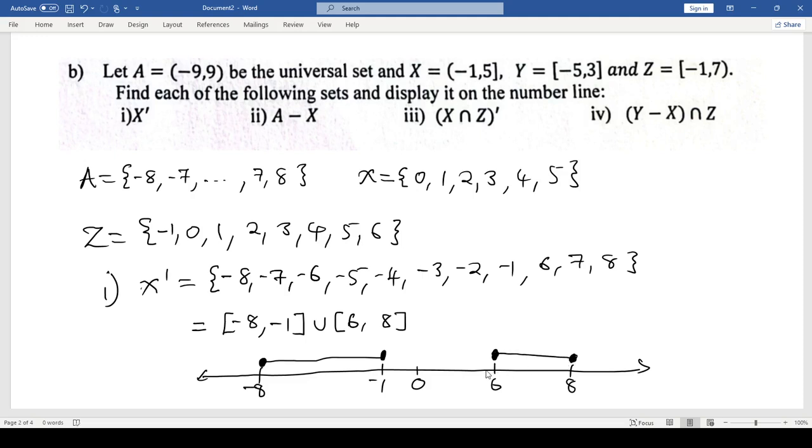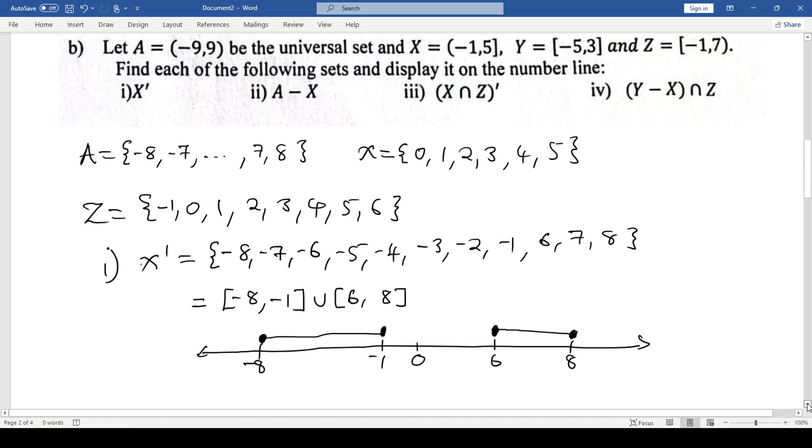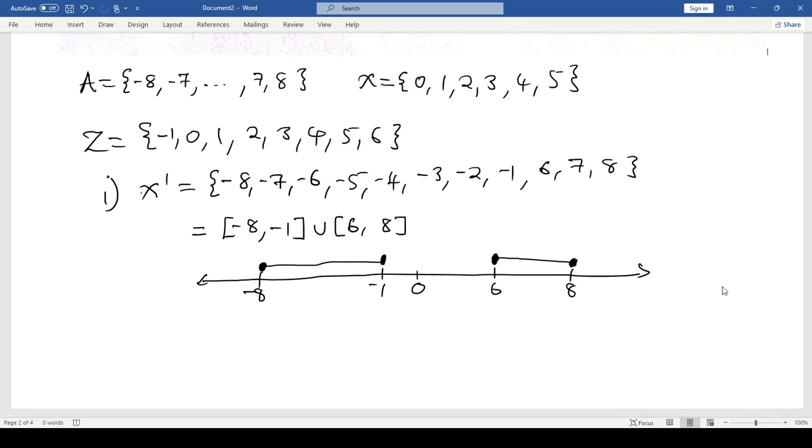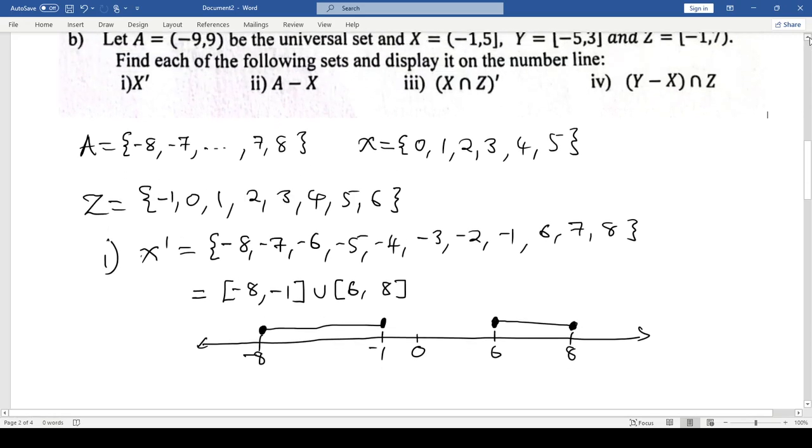So what we have here is a disjoint set because of the values in between negative 1 and 6 that are not included in x complement. Okay, let's look at the next one. Or we can just erase this and do it from here.